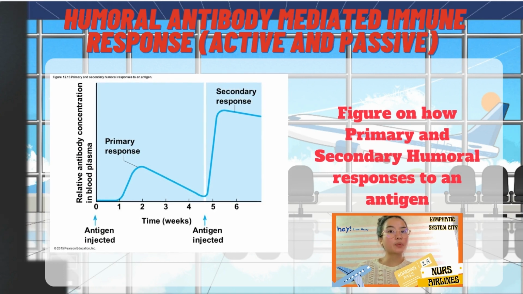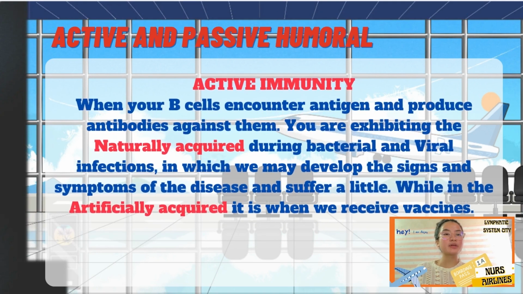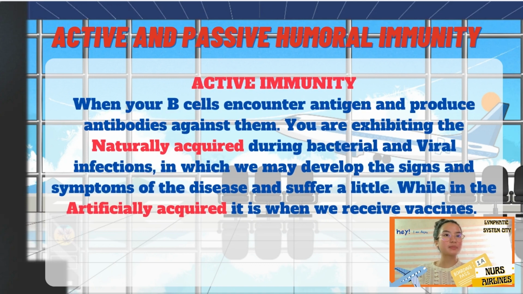As you can see, in the primary response, the level of antibodies in the blood gradually rises and then rapidly declines, while in the secondary response, it is both more rapid and more intense, and the antibody level remains high for a much longer time. Moving on, we have active and passive immunity as part of the humoral antibody response.